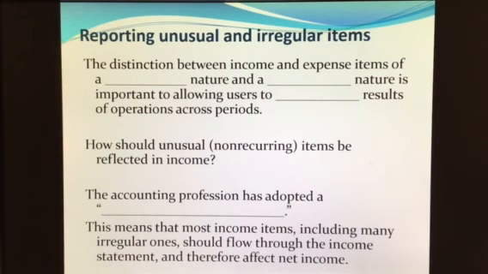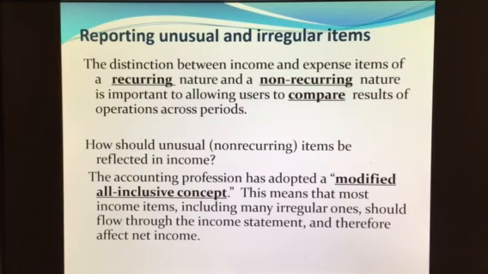Reporting unusual and irregular items. The distinction between income and expense items of a recurring nature and a non-recurring nature is important to allowing users to compare results of operations across periods, and, as we've seen before, therefore to use the financial statement information to predict future cash flows, future revenues, future profits, and so on. How should unusual or non-recurring items be reflected in income?